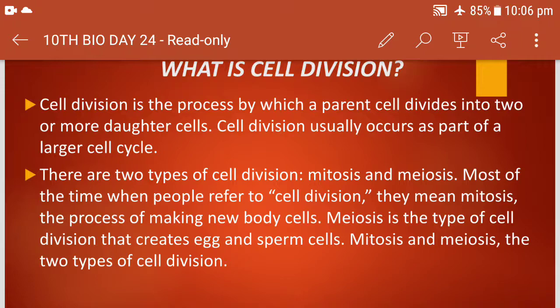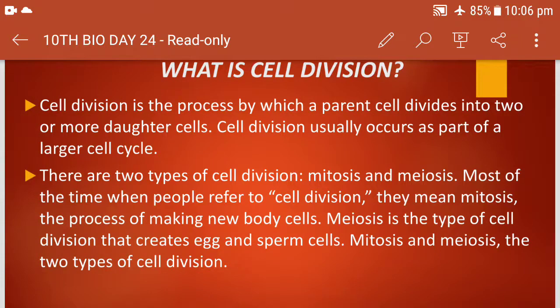Most of the time, when people refer to cell division, they mean mitosis, the process of making new body cells. Meiosis is the type of cell division that creates eggs and sperm cells. Mitosis and meiosis are the two types of cell division.